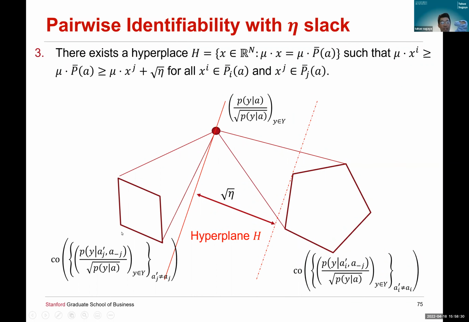So player J wants to keep getting closer and closer to this convex hull, right? Because that's when you get the transfer from player I. And the best way to get closer to this convex hull, since player J's convex hull is on the other side of the hyperplane, is to get this point by taking the equilibrium action. So this gives us a pairwise full rank condition, as in a regular Fudenberg-Levine argument.